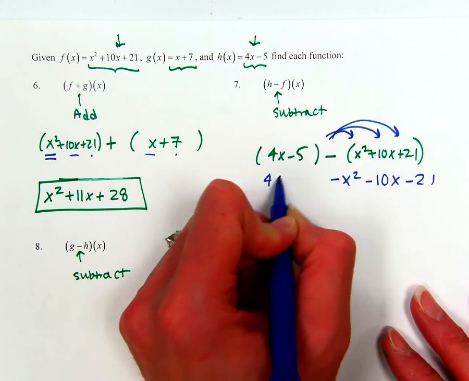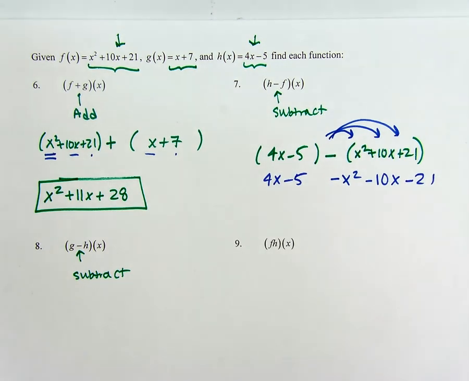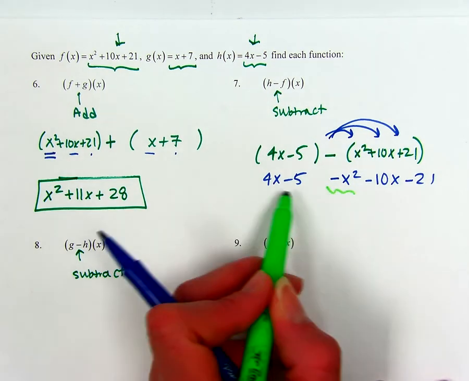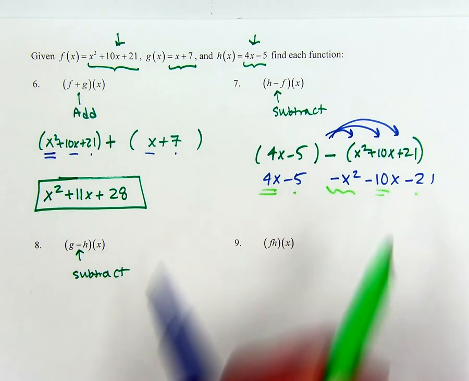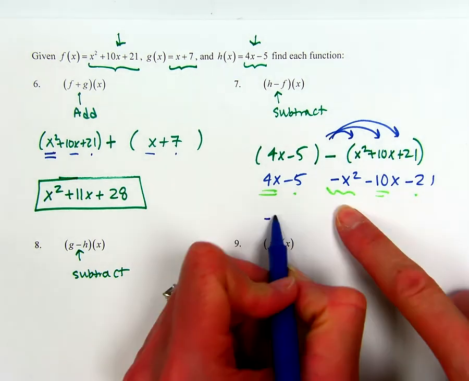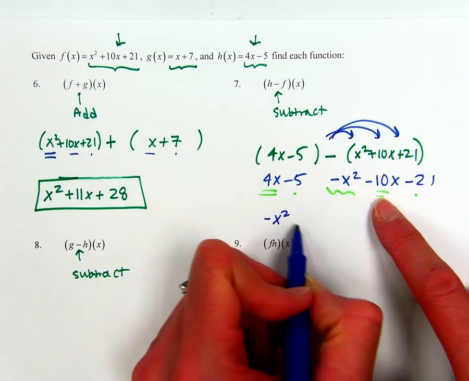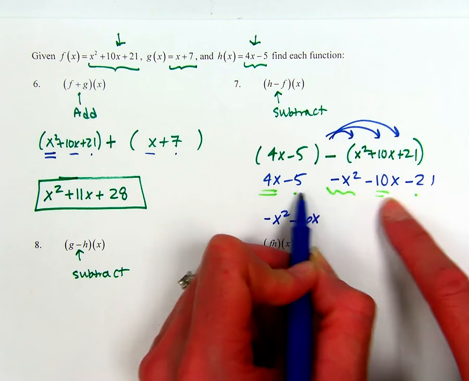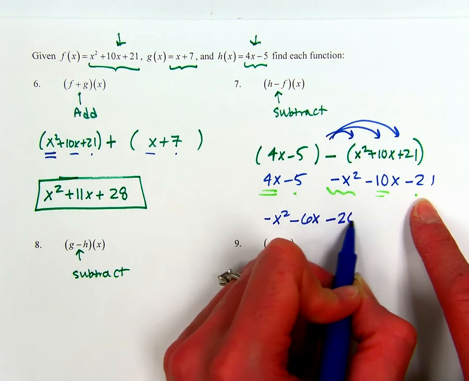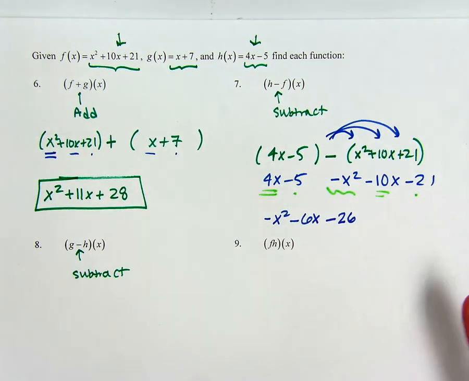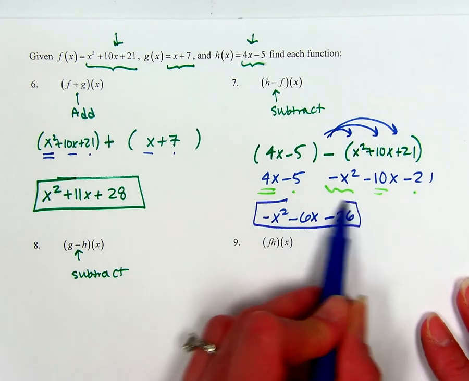Okay, I'm going to bring this down, 4x minus 5. And then I'm going to combine my like terms. So we have x squared, we have some x's, and then we have some numbers. So I have negative x squared. I have 4 minus 10x, that's negative 6x. And negative 5 minus 21 is negative 26. And then I'm all finished.